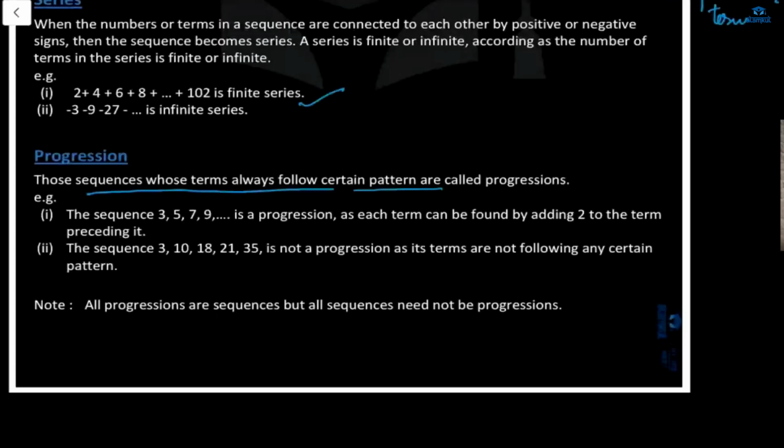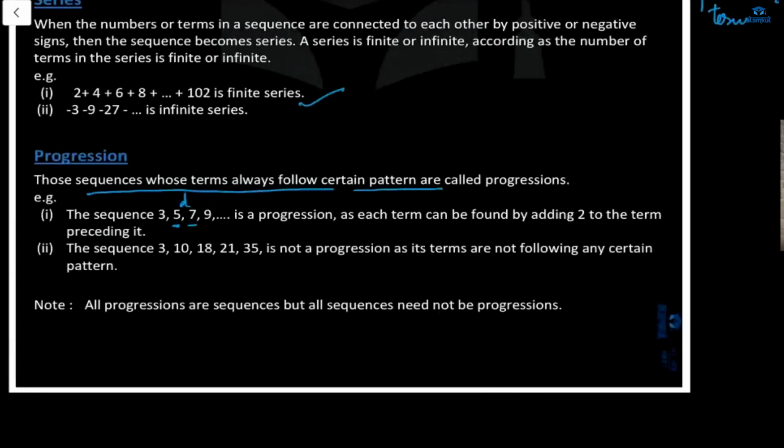Okay, for example, you can see here the first one is a progression. In each term, you will get the succeeding term by adding 2 to the last term. Means there is a common difference between every two terms, between the preceding and the succeeding term. And this common difference is the same throughout the sequence. Then it is called a progression.